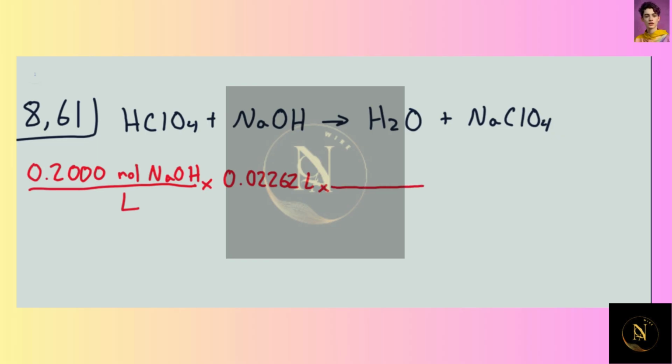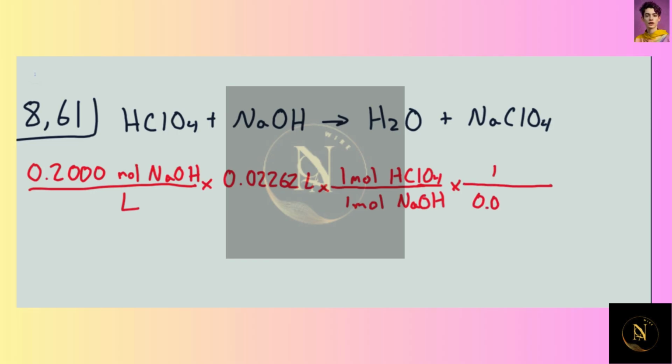So we can multiply by our ratio here. So 1 mole of HClO4 to 1 mole of sodium hydroxide. So that will give us moles of perchloric acid. And now we just want to know the concentration. So we're given the volume. So we divide by the volume.